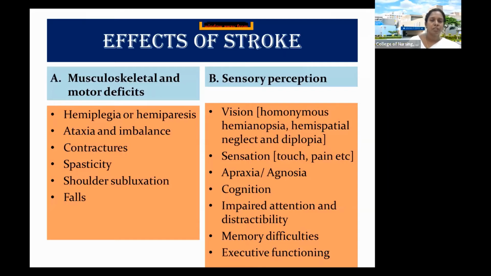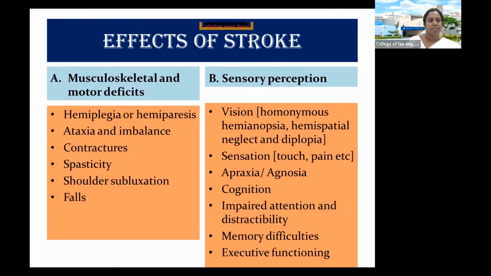They can have stroke, we already know they have one-sided paralysis or weakness, which is hemiplegia and hemiparesis. They can have ataxias and imbalance. Long-term, if the patient has not been mobilized adequately, they can end up with contractures. They can have spasticity. Shoulder subluxation is one major complication or effect that patients can encounter, and falls, because they already have ataxias and hemiplegia weaknesses. So patients can have falls.